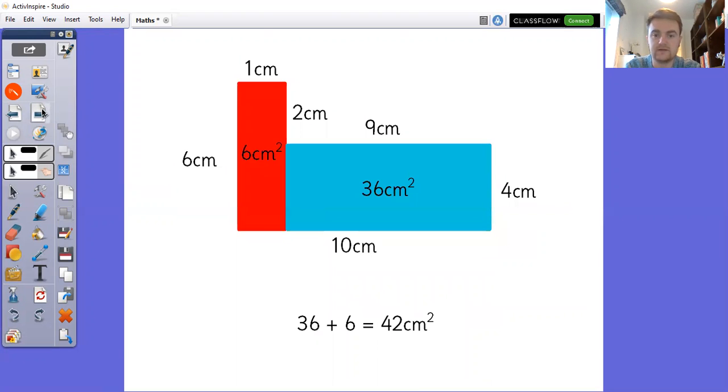So the only thing left for me to do is to add those 2 measurements together. So 36 centimeters plus 6 centimeters gives me 42 centimeters squared. So I've done that by splitting it up into its shapes. I find that coloring the rectangles in can make this much, much easier as well.